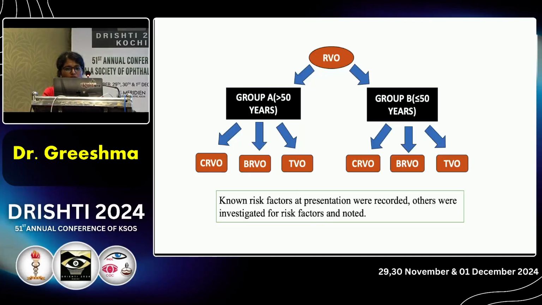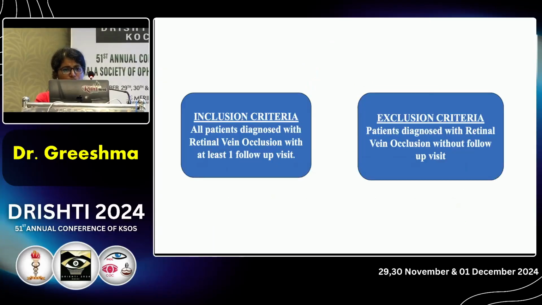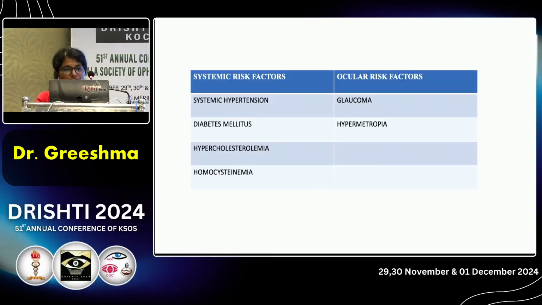So, all the retinal vein occlusion patients have been divided into two groups, that is group A, who are more than 50 years of age, and group B, who are less than or equal to 50 years of age, and each of these groups was again subdivided into central retinal vein occlusion, branch retinal vein occlusion and tributary vein occlusion. Known risk factors at presentation were recorded and others were investigated for risk factors and noted. Inclusion criteria: all patients diagnosed with retinal vein occlusion with at least one follow-up visit. Exclusion criteria are the patients diagnosed with retinal vein occlusion without any follow-up visit.